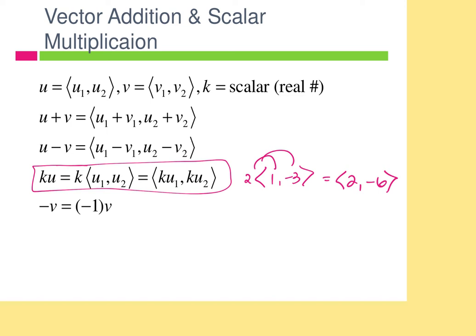The first one is u plus v. So I can actually add two vectors together that are in component form by adding the first one in each and then adding the second one in each.